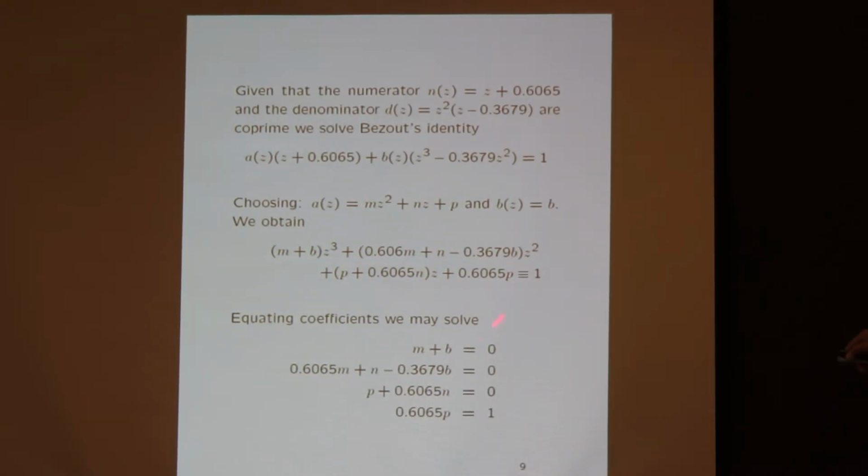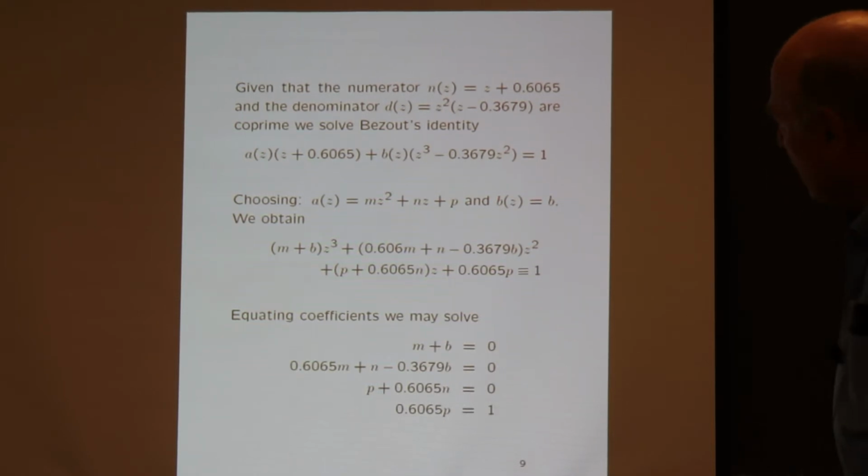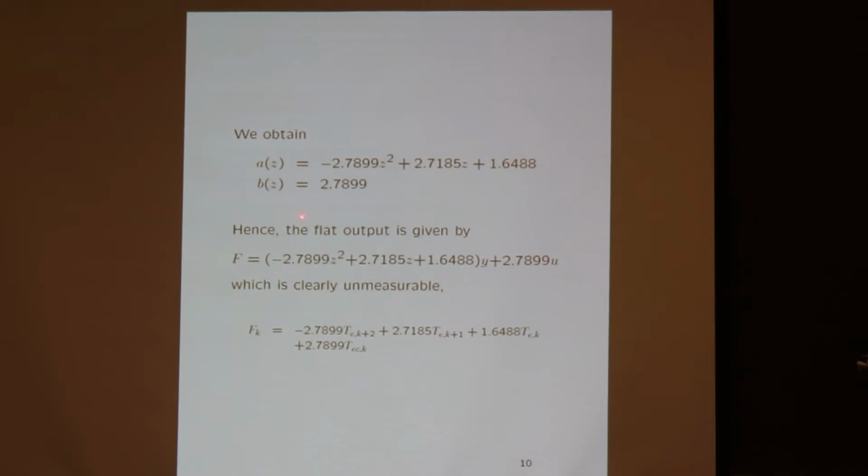So it's 4 unknowns and 4 equations when you equate all the respective powers of z to 0, except the last one equal to 1. You will have the possibility of solving for the coefficients of the polynomials A and B, and you will have that the flat output is represented by a polynomial in z affecting the output and a constant polynomial affecting the input. So the flat output is a function of the input and the output.